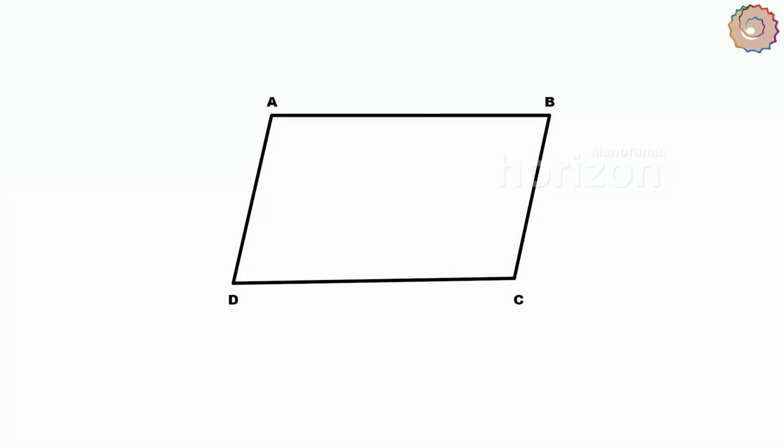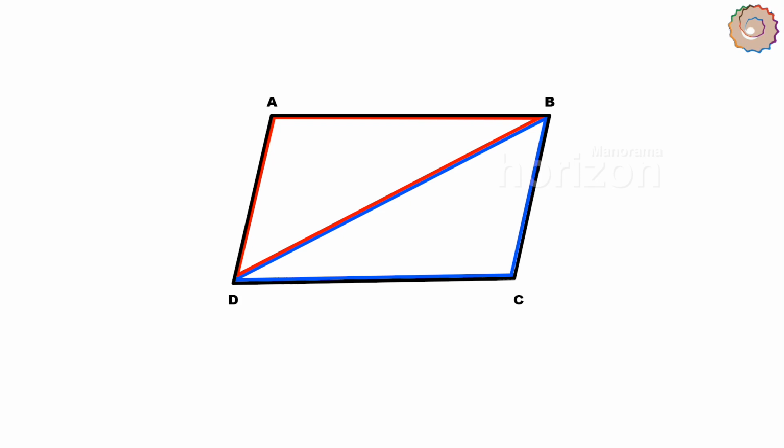Construction: join B to D so that BD forms a diagonal and divides the parallelogram ABCD into two triangles, triangle ABD and triangle BDC. To prove opposite angles are equal, that is angle A is equal to angle C, angle D is equal to angle B.